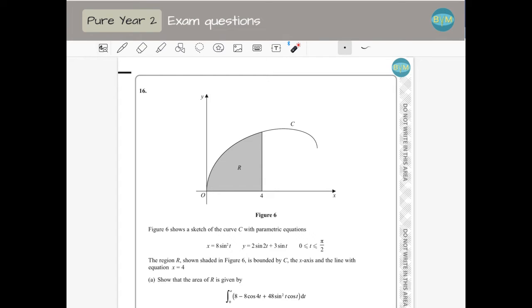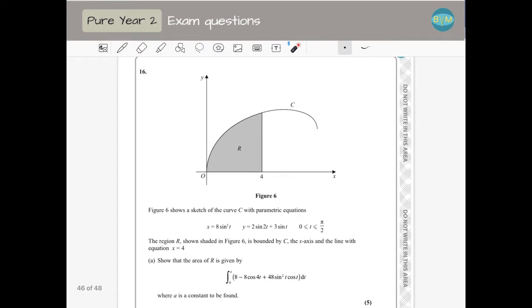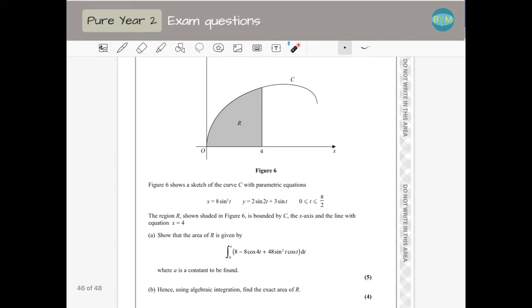Hello, this is question 16 on the June 2022 Pure 1 paper from Edexcel. You have a curve defined by parametric equations and you have to integrate it. So this is the curve and you have to find the area between the curve, the x-axis and this vertical line, x equals 4. These are the equations.